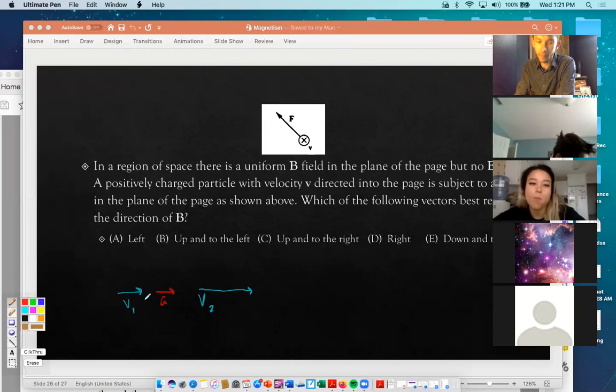But the acceleration's always perpendicular? Exactly correct, because the force is always going to be perpendicular to velocity. The magnetic force will always be perpendicular to the velocity vector of the moving particle.